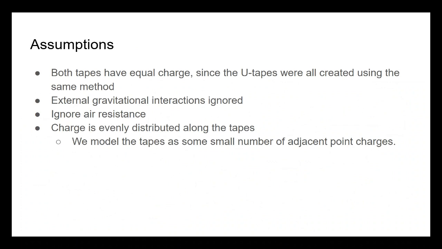So assumptions very similar to before. We assume, again, that both tapes have equal charge since the U-tapes were all created using the same method. External gravitational interactions were ignored, and if air resistance did play a part, we would just ignore it anyway. Now, this time we also assume that charge is evenly distributed along the tapes and that we can model them as some small number of adjacent point charges rather than a single point charge as we did in Lab 1.